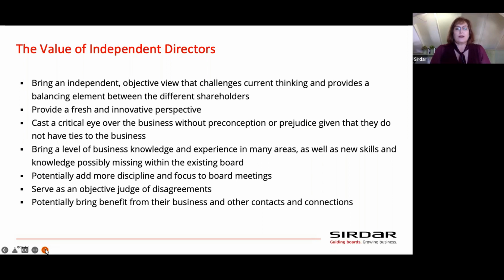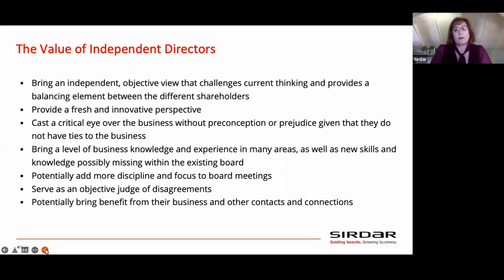And also there's the opportunity for a board to potentially bring benefit from their business and other contacts and connections, and vice versa. But we don't want to misalign in terms of independence; often it's about a network when we're talking about this particular point. All in all, your independent director is going to act as the custodian of the rights of all shareholders and all stakeholders.